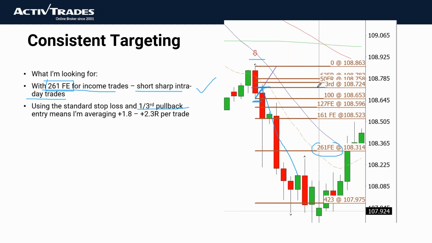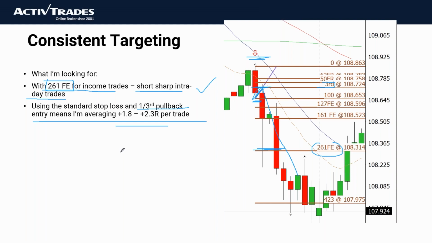When I utilize the third of the pullback into my candle, what happens is that my reward to risk on winning trades, from entering in the third, with my stop above the high and my target at the 261, can be anywhere between about 1.8 to 2.3 R per trade. It depends what I'm trading, the timeframe, the spreads, etc. But as a rule of thumb, it allows me to achieve about 1.8 to 2.3 R. Sometimes a little less, depending upon spreads, sometimes a little more, but it's generally in that window. And for intraday trading, I'm very happy with that.